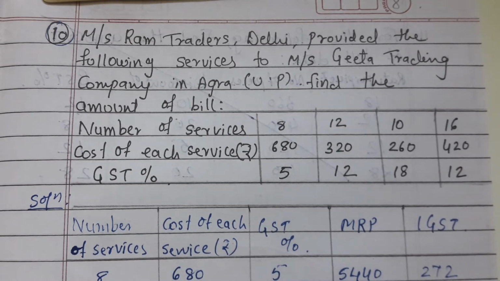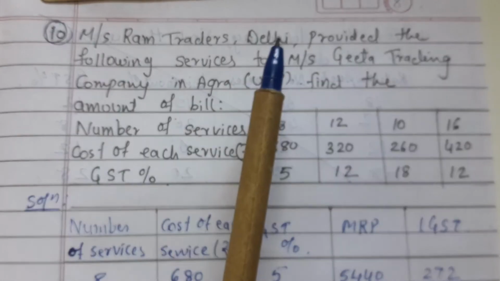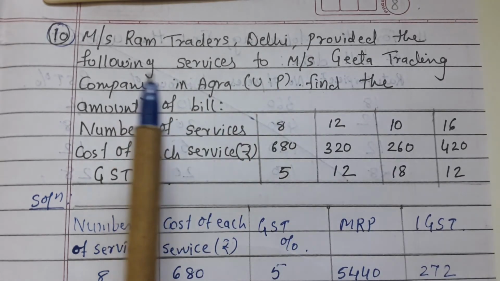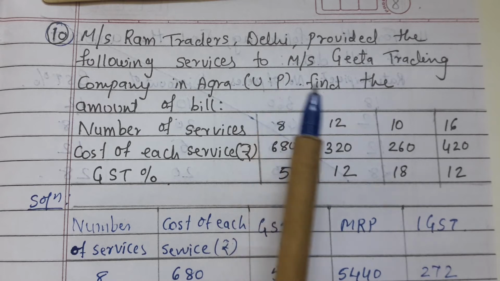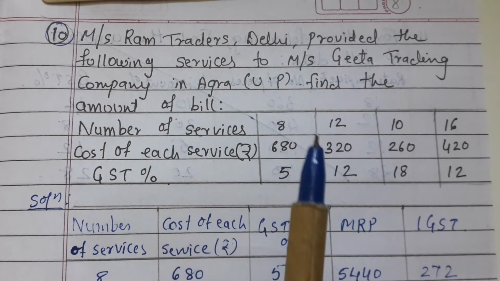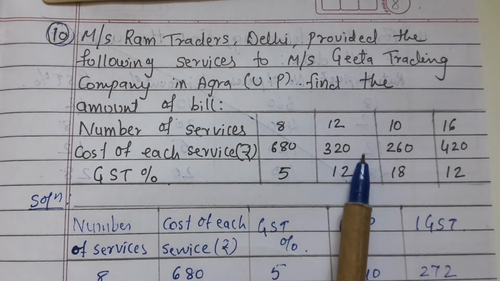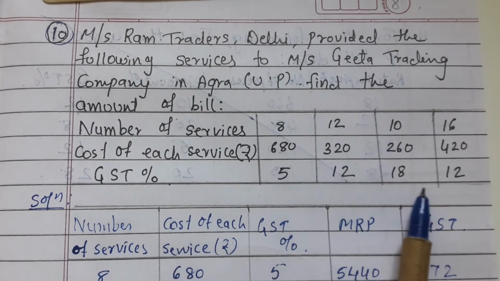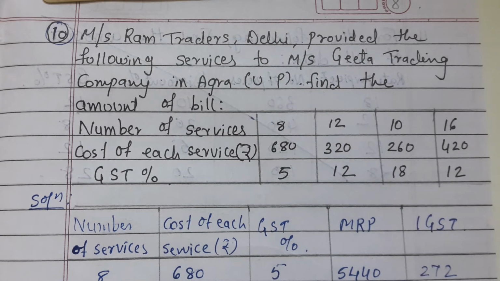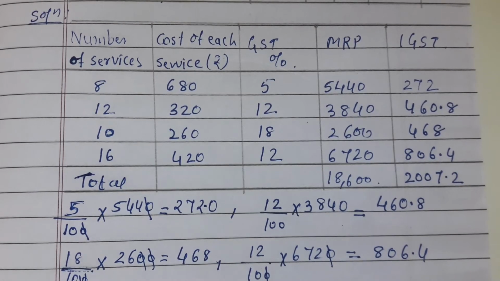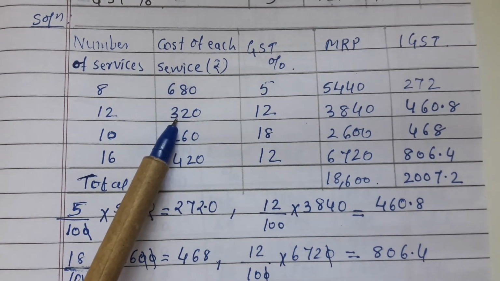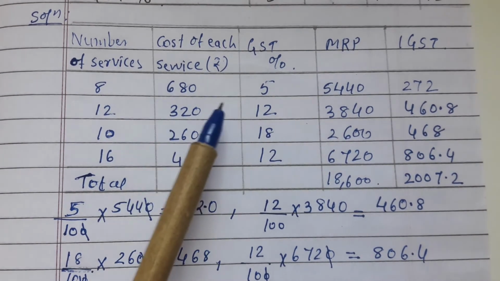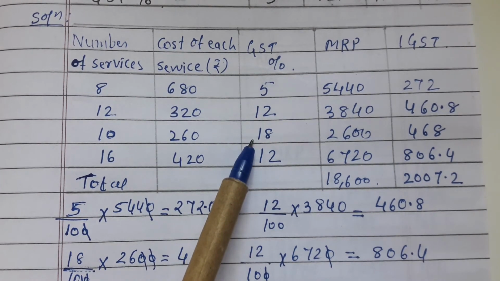Sum number 10. Ram Trader, Delhi, provided the following services to Geeta Trading Company in Agra, UP. Find the amount of bill. So number of services given, cost of each service and GST for each service is given. We will write it as number of services, cost of each service, and GST percentage here.